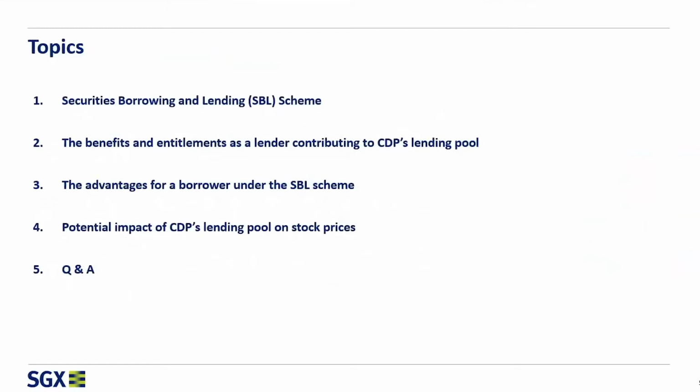These are the topics that we'll be covering today. We'll start with an introduction on the SBL scheme, the shares borrowing and lending scheme. We'll go through the benefits you have as a lender, if you join this scheme as a lender. There will be some advantages as a borrower as well. The scheme goes both ways, borrowing and lending. Then we will explore how information on CDP's lending pool may affect stock prices or give you some cues to analyzing stock prices.